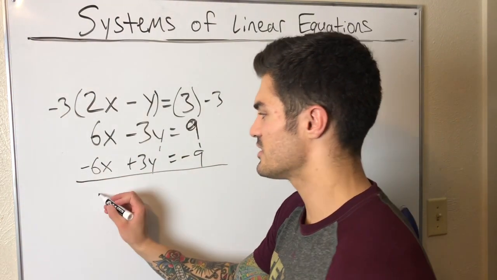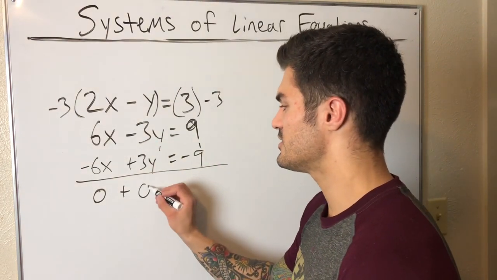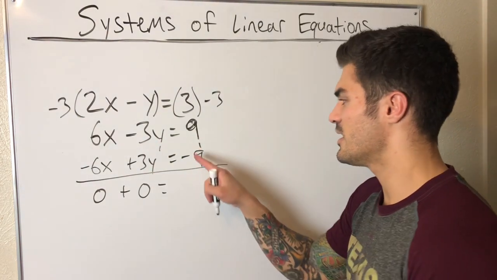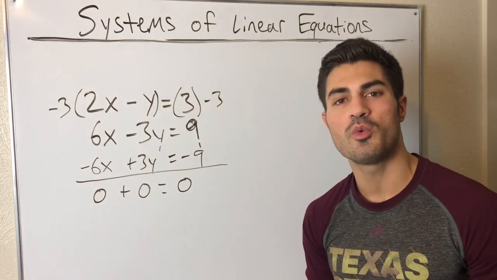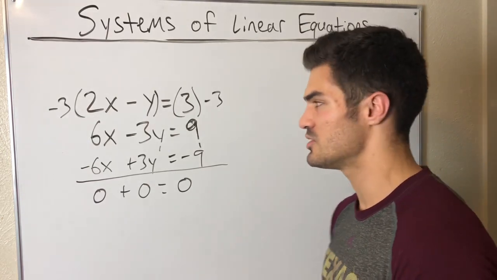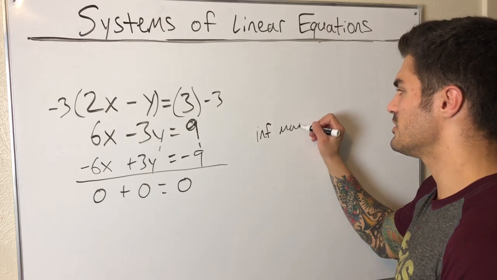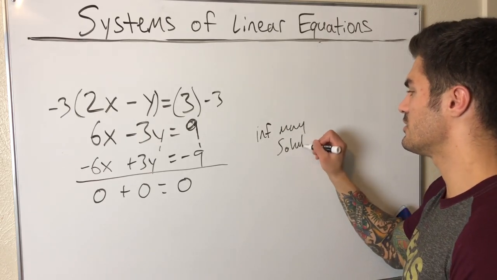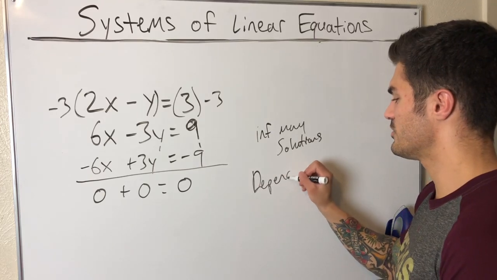6x plus -6x, that's 0. Plus -3y plus 3y, that's 0. Equals 9 minus 9, that's 0. So we have 0 equals 0, which is always true. So in this case, we have what? Infinitely many solutions. It is a dependent system. Infinitely many solutions. Dependent system of linear equations.